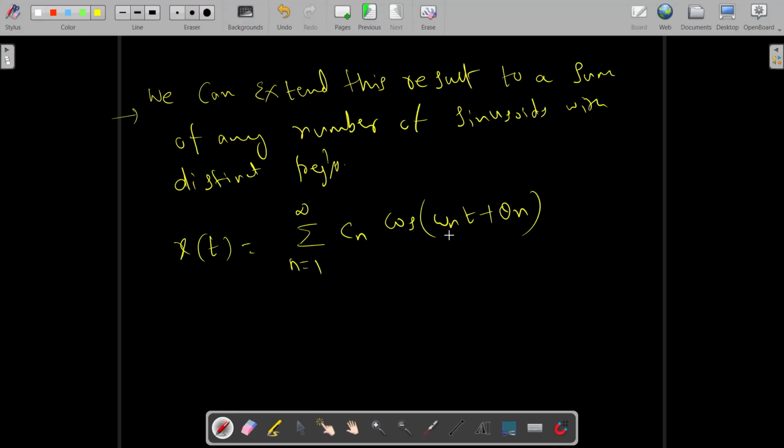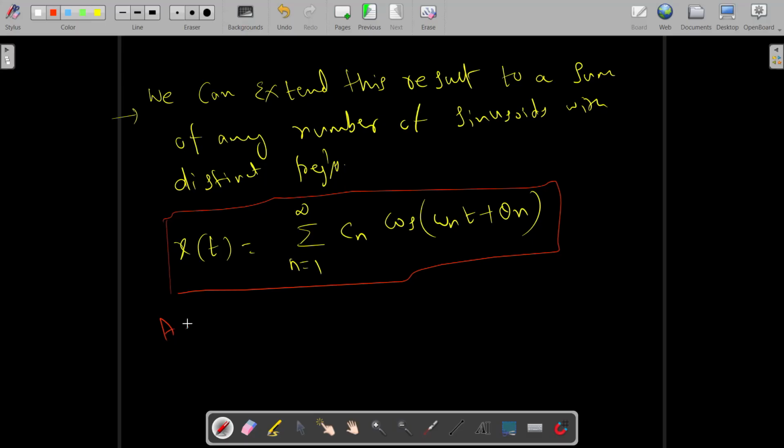Okay, so what is the assumption here? What is the assumption we are making? So this is the extension of the previous bit, number a. So the only assumption is that none of two sinusoids have identical frequencies.